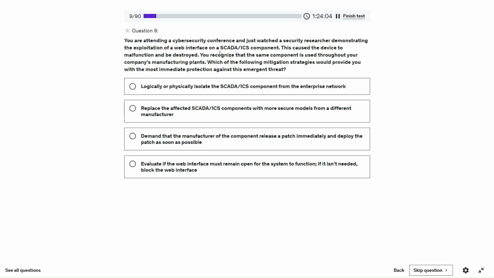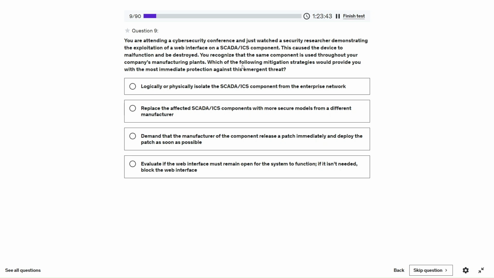You are attending a cybersecurity conference and just watched a security researcher demonstrating the exploitation of a web interface on a SCADA/ICS component. This caused the device to malfunction and be destroyed. You recognize that the same component is used throughout your company's manufacturing plant. Which of the following mitigation strategies would provide you with the most immediate protection against this imminent threat?